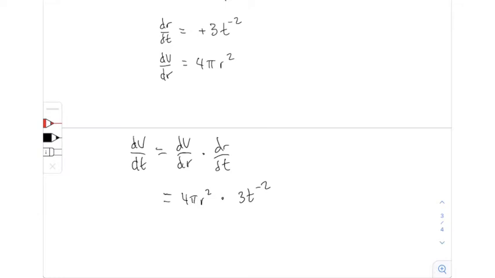Right? There's one thing about this that I don't really like, and that is when I say dv dt, it means the derivative of v as it depends on t. What I don't like about this is it has an r in it, which is a little weird.